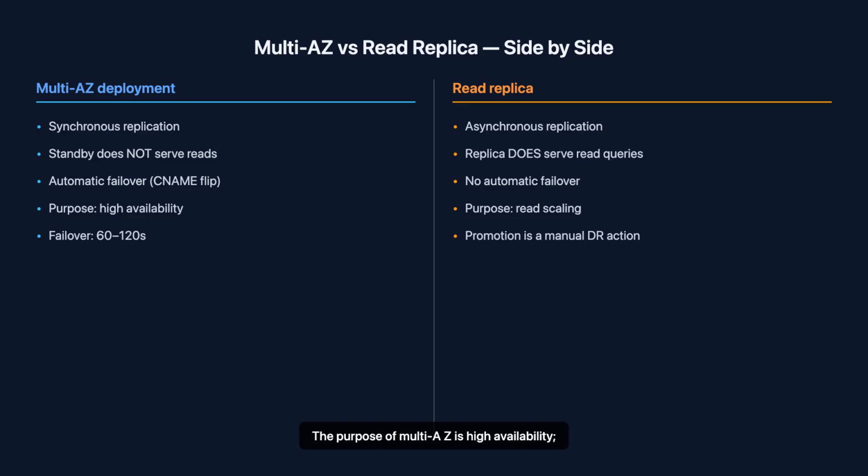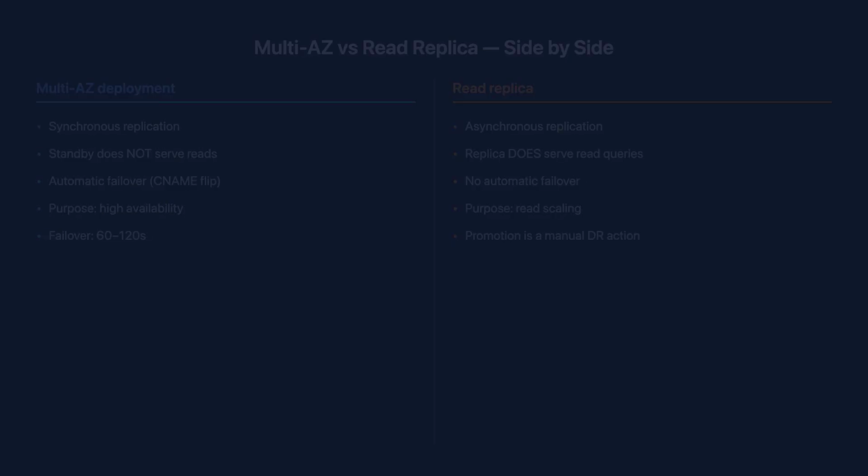The purpose of multi-AZ is high availability. The purpose of read replicas is read scaling. And failover on a multi-AZ DB instance takes 60 to 120 seconds, while promoting a read replica is a manual disaster recovery action you take after something has already gone wrong.